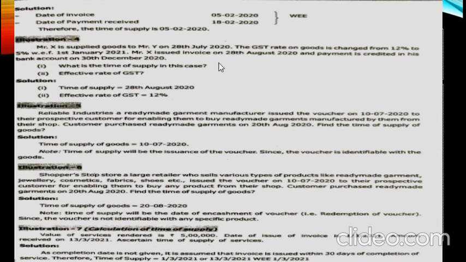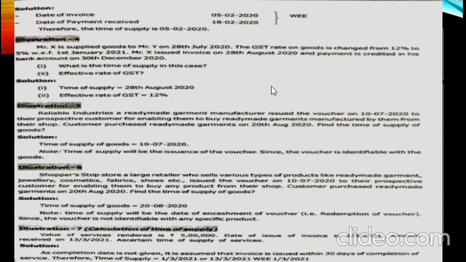So we will be taking among these three dates, as the three dates are also before the change, whichever is early between the date of invoice issued and the date of payment. The invoice issued date is 28th August and payment made was on 30th December 2020. So which is early? 28th August. So what is the time of supply in this case? 28th August would be the time of supply.